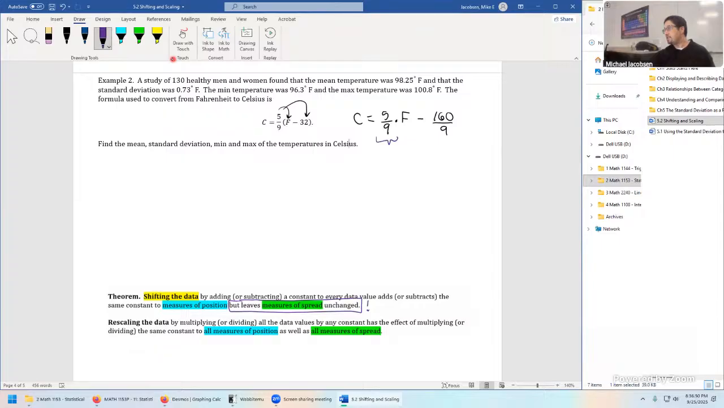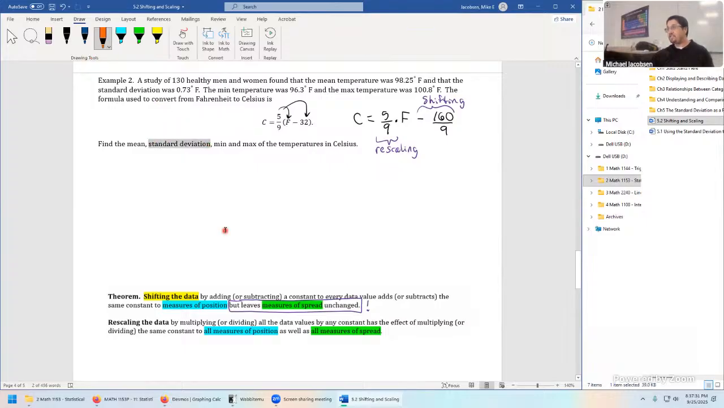This part is rescaling because it's going to multiply all of the 130 Fahrenheit observations by 5/9. Rescaling is either multiplying or dividing. This part is shifting. It's shifting because it's subtracting 160/9 from all of the 130 Fahrenheit temperatures just to get it back into Celsius. So the instruction says, find mean, standard deviation, min and max of the temperatures in Celsius. I'll put this in orange, so we'll recopy this when we are back with a fresher mind.